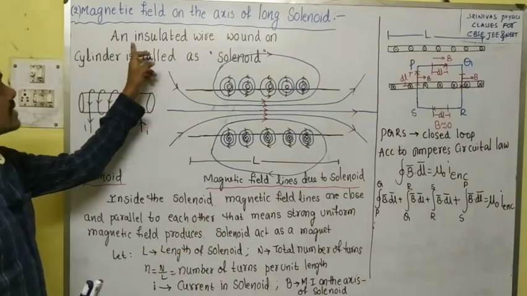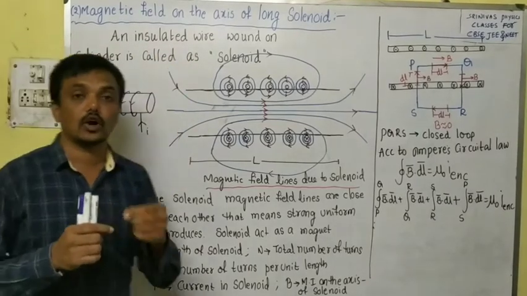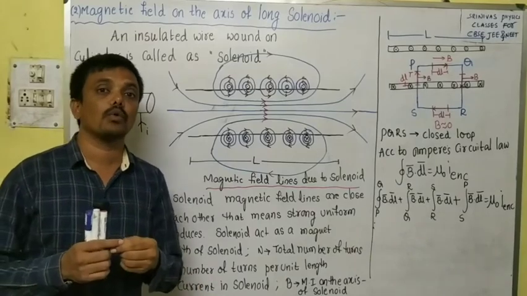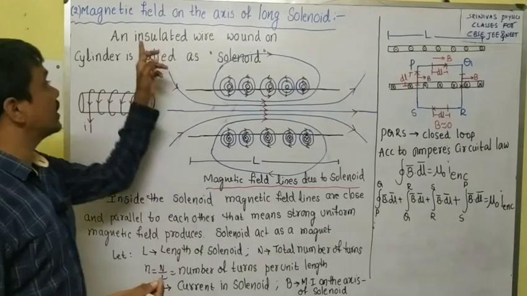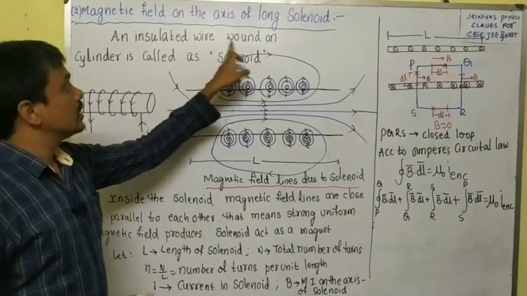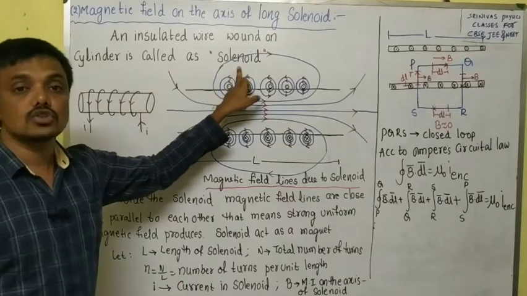A solenoid is an insulated wire. Okay, insulated wire. The copper wire is insulated, right? That means the plastic insulation is there over the wire. That is insulated wire, wound on a cylinder, which is called a solenoid.